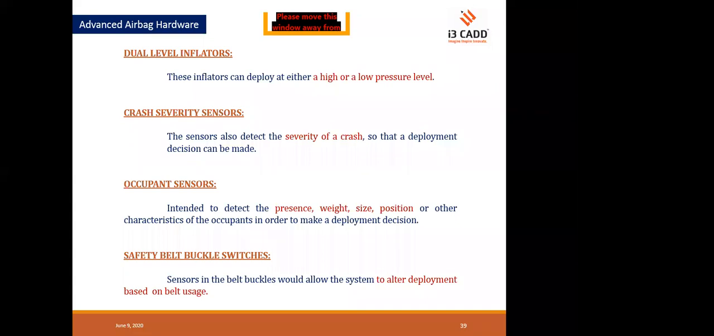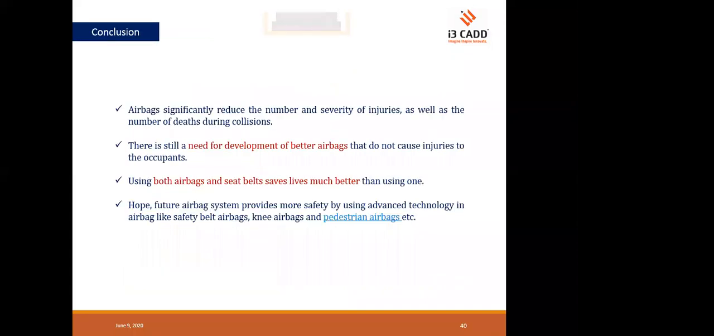Right? Safety belt buckle switches are nothing but your pre-tensioner. The sensor in the seatbelt buckle is your safety belt buckle switch. We saw the working and construction before itself. And we came to the conclusion, we are at the end of the session.